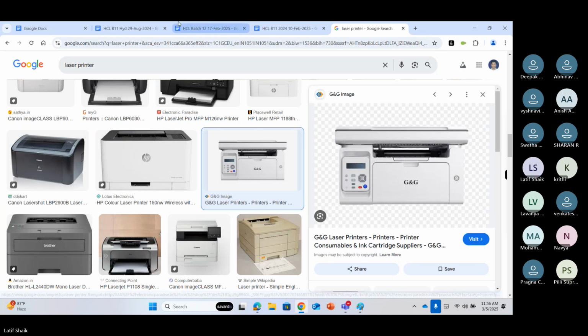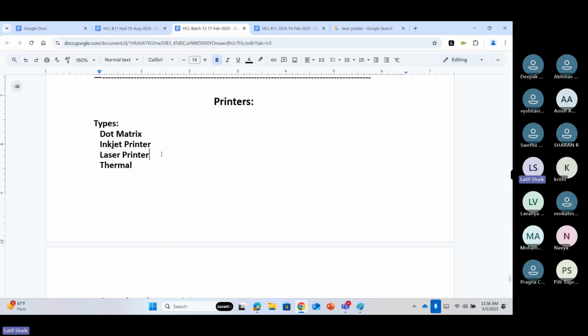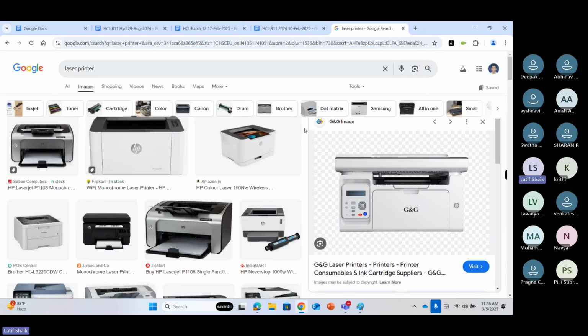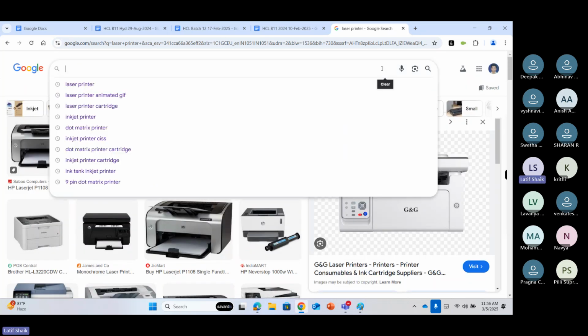This is about a laser printer. Guys, understand what a dot matrix is, how it looks, and how it functions, and how the inkjet printer and laser printer function.